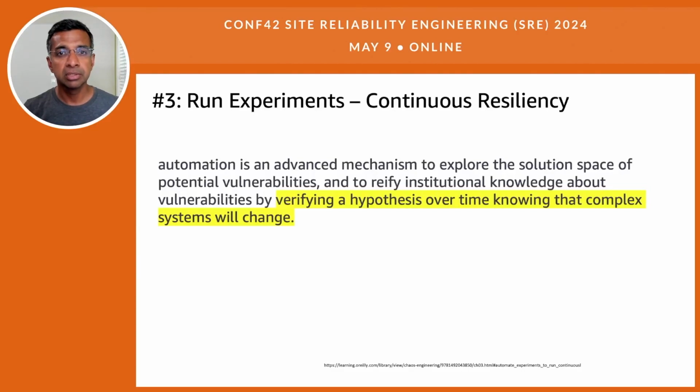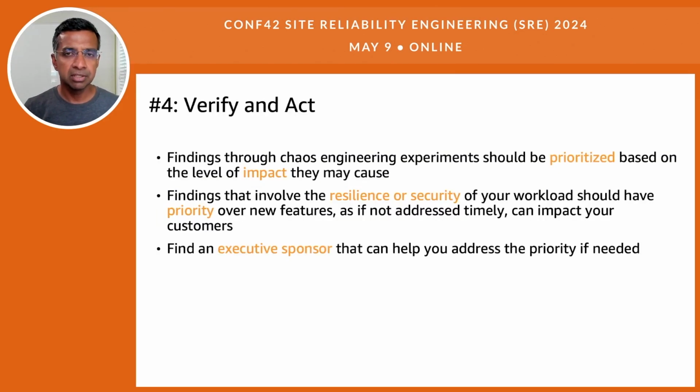And make sure that you're automating these experiments because systems do change, they do evolve. So you have to continuously run these hypotheses to make sure that the system behavior is not deviating from your hypothesis. And the last step is to verify the results of your experiments and then act upon it.